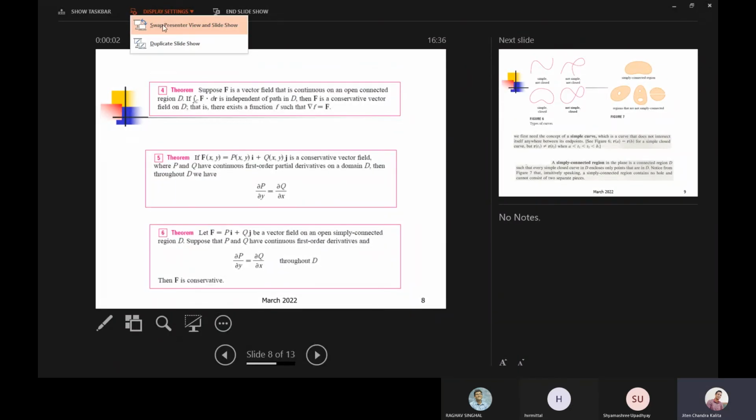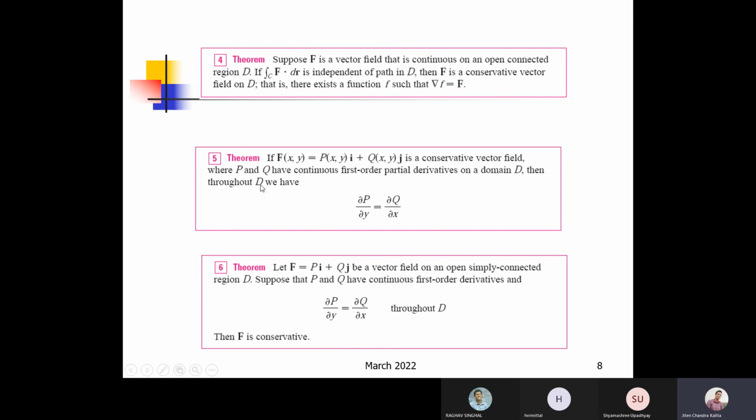If you look at this, this is what happens. If F(x, y) equal to Pi plus Qj is a conservative vector field, then you already know that F can be expressed as the gradient of a scalar function, where P and Q have continuous first order partial derivatives on domain D. Then throughout D we have this. This is a consequence of this, but I still have to define simply connected.